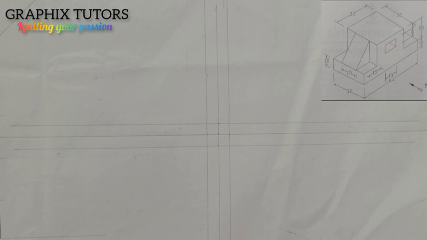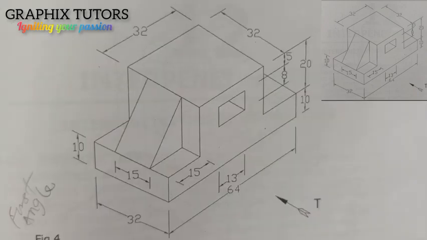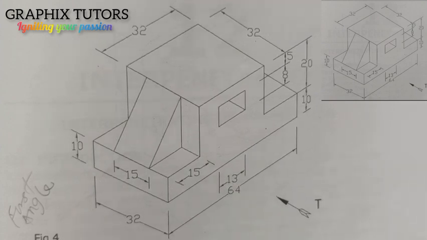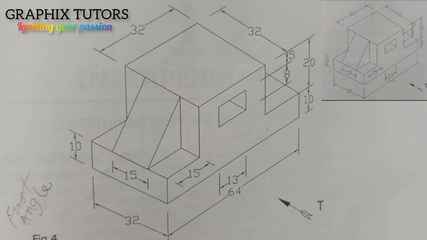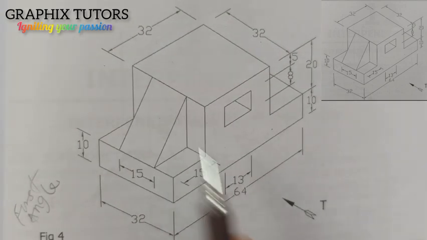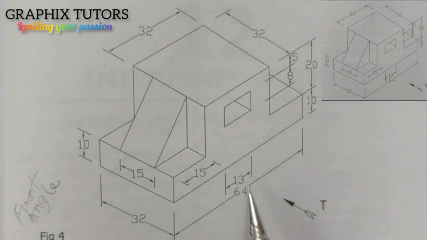Now, to give you a clear view of what we're about to draw, which is this. So this is a clear view here. We want to draw looking at this direction. And we'll be drawing in first angle projection, right? So we're looking at this, drawing in first angle projection. So this is my front elevation.